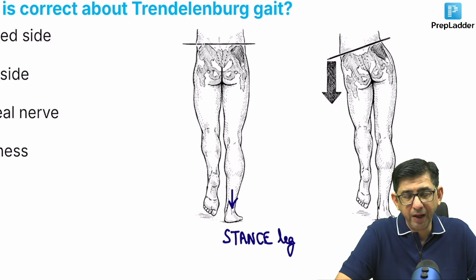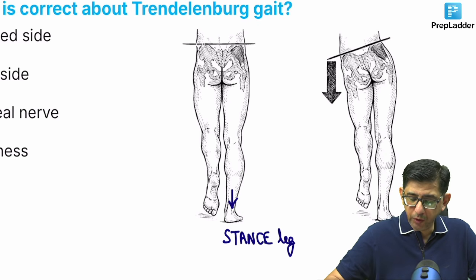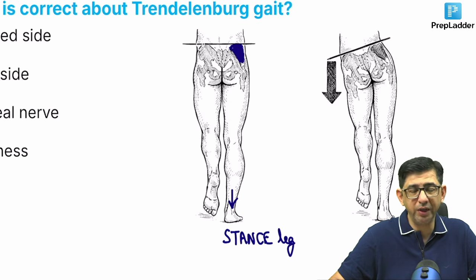So the leg on which you're putting your weight will be called the stance leg. Now I want to put attention to this particular muscle. This is called gluteus medius, not gluteus maximus. So I'm talking about gluteus medius and minimus, which are the abductors of the hip, and these muscles will contract, and the contraction of these muscles will prevent the fall of the pelvis on this particular side.